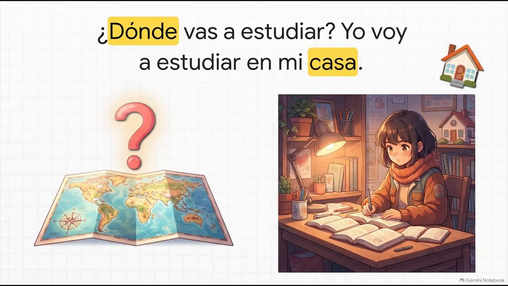Let's read through a practical example to see how perfectly this flows. ¿Dónde vas a estudiar? Where are you going to study? The question word, ¿dónde, directly prompts an answer using a noun destination to complete the circuit. So you reply, Yo voy a estudiar en mi casa. I am going to study in my house.